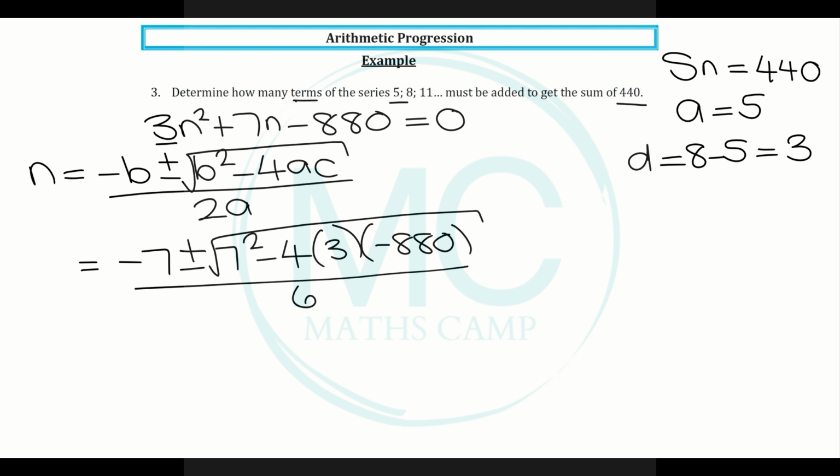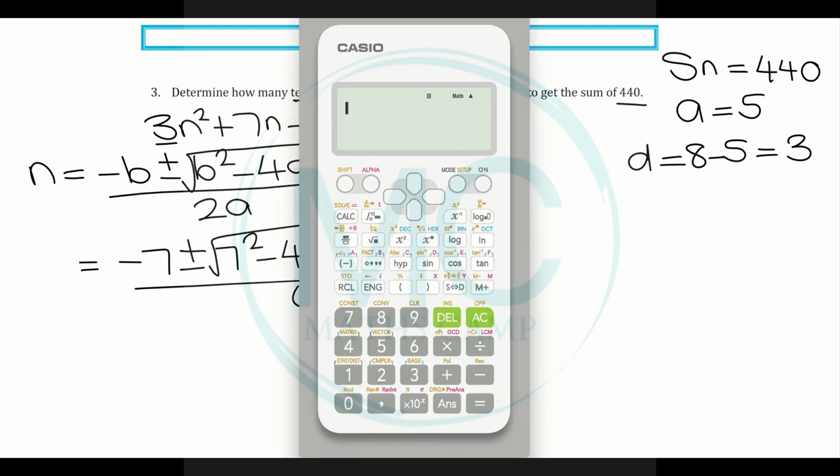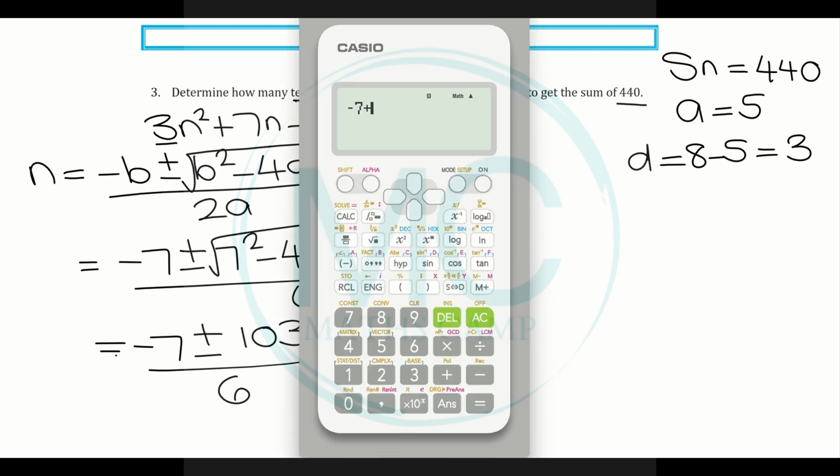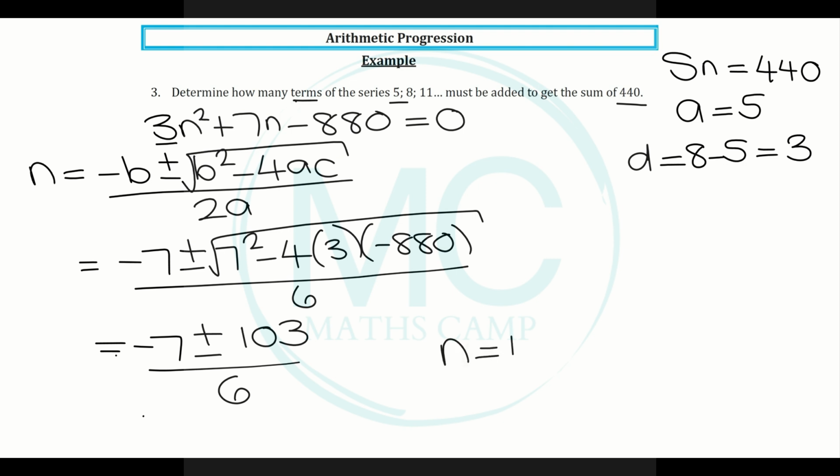Now you can use your calculator to find the value of the root. So I can say 7 squared minus 4 multiplied by 3 multiplied by negative 880 is equal to, let's square root, and we get 103. So now we can say negative 7 plus or minus 103 all over 6. n is the position of a term, so n will always be positive. So with this equation now, we only consider the positive root. So we only consider the plus sign. So to find n, I can say negative 7 plus 103 divided by 6 is equal to 16. So n is equal to 16.